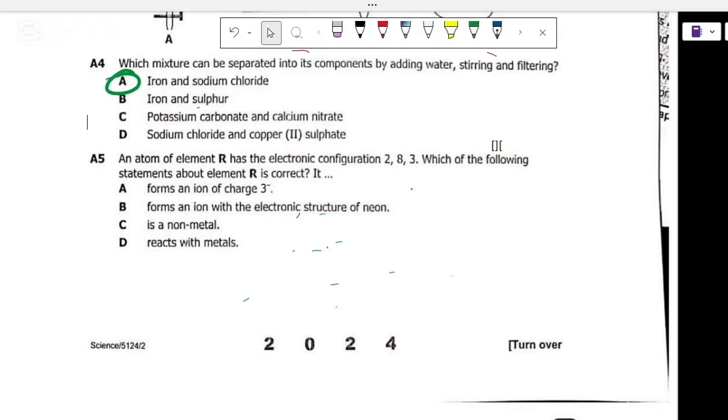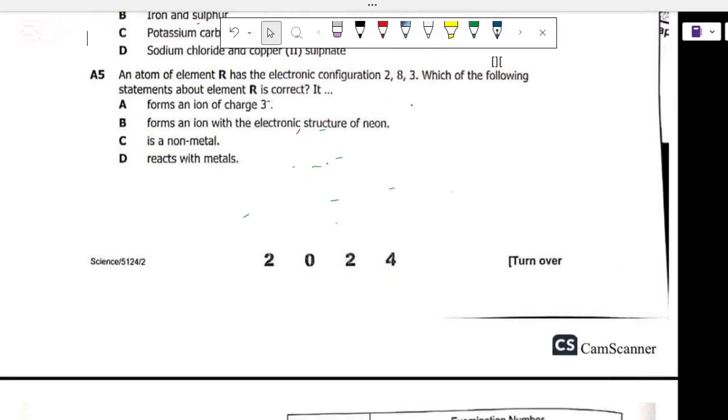I think question 5 is not difficult, because we've just discussed this. Notice it says an atom of an element R. So this is element R, and it has the electronic configuration of 2, 8, 3.